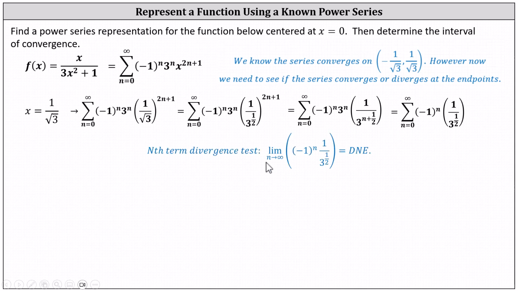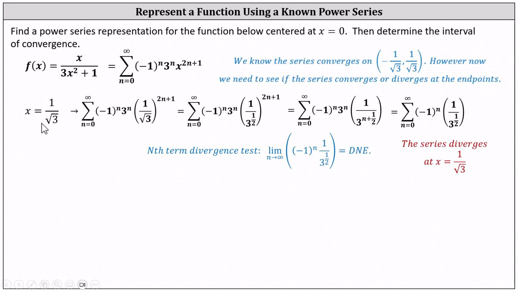So now let's take the limit as n approaches infinity of negative 1 to the power of n times 1 divided by 3 to the power of 1/2. Notice as n approaches infinity, the values oscillate from positive 1 divided by 3 to the 1/2 to negative 1 divided by 3 to the 1/2 because of the negative 1 to the nth power, and therefore the limit doesn't exist. And now we know the series diverges at x equals 1 divided by square root of 3.